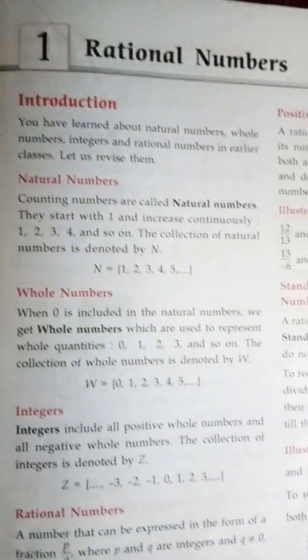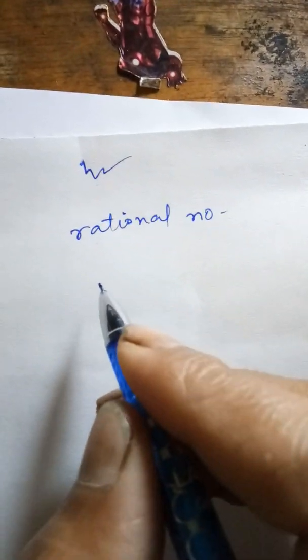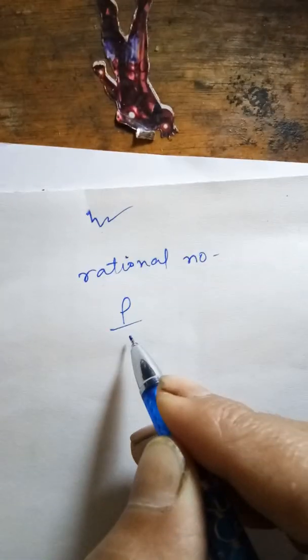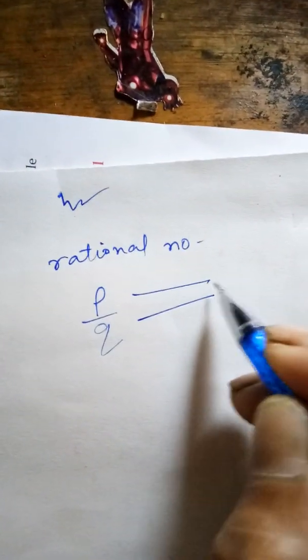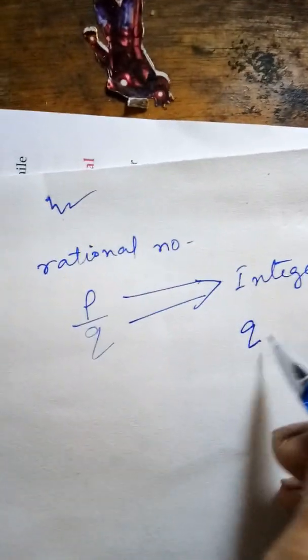This is the first chapter, rational number, class 8. First of all, you have to know what is a rational number. Introduction: natural number, whole number, integer, rational number. So, rational number means any number which can be expressed in the form of p by q, where p and q should be integers, and q must not be equal to 0.